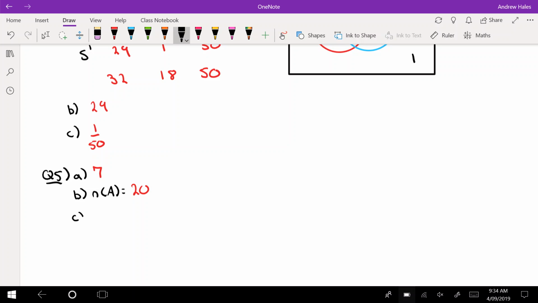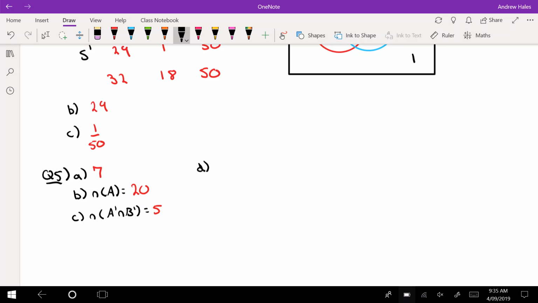For C, the number of A, B. What is not in A and not in B? What's not in either of them? That's just 5. Looking at your Venn diagram, of course. Got D.